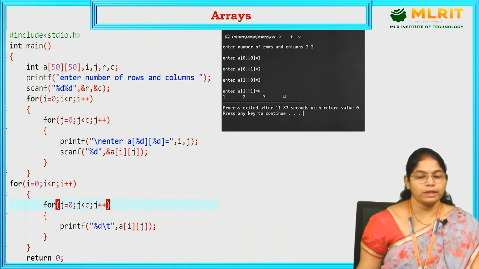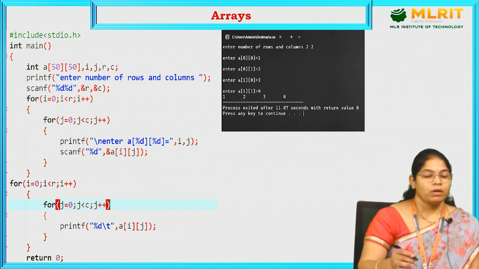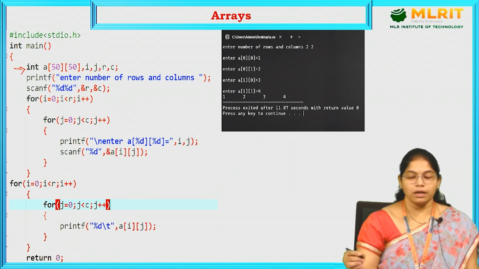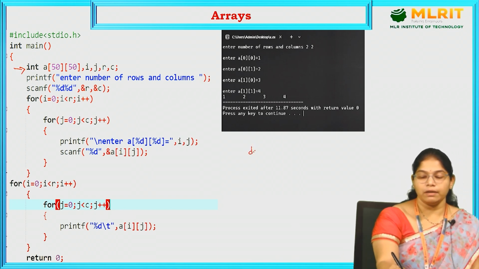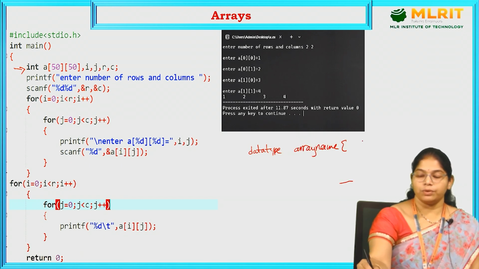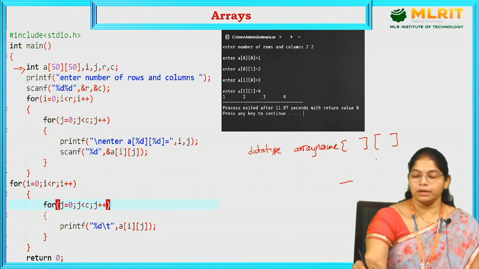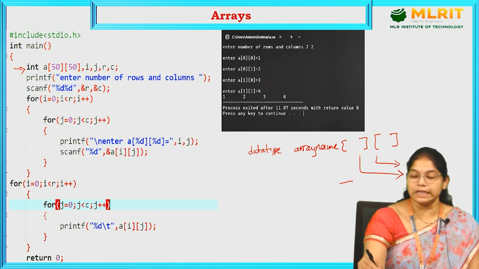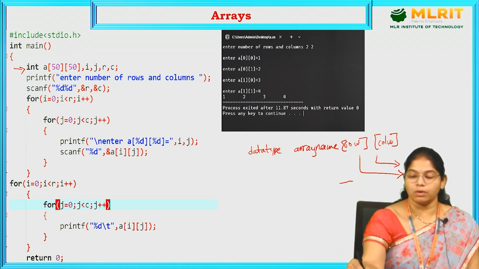So we'll go with the example of a 2D array. Here I declared a 2D array. How do we have to declare a 2D array? Data type, array name, and then row and column. If it is a 2D array, it is represented with two subscripts, that is, one with the row size and another with the column size.